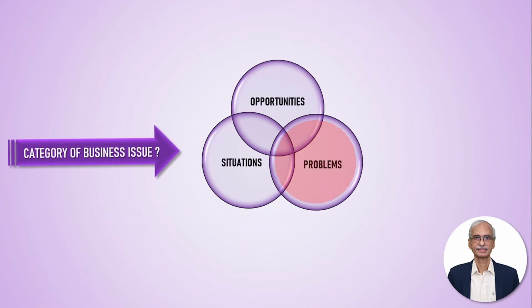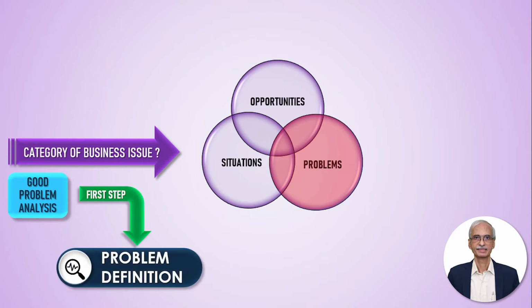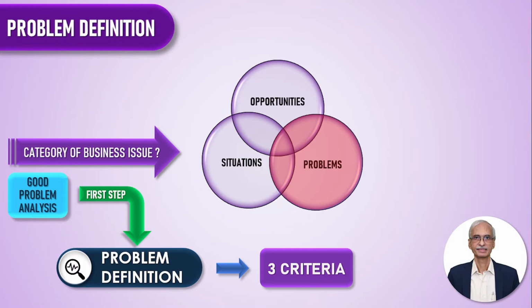There are three categories of business issues as we have seen already, namely situations, opportunities and problems. Let us now take the category of problems. For doing a proper and good analysis of any problem, the very first step is to define the problem correctly. There are three criteria for correct problem definition. Let us see what they are.